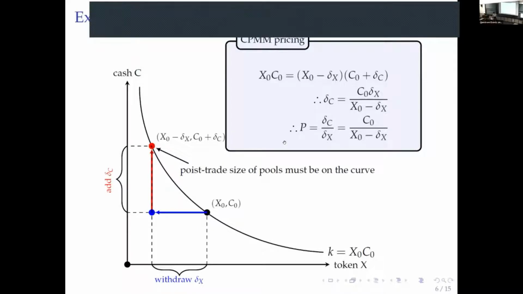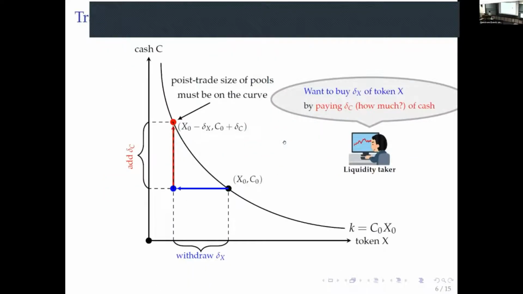Okay, and we can easily solve this equation for the amount of cash this guy must pay, and if you divide it by the amount of token this guy finds, you will get the price. So it's quite easy, right? And it's completely different from the traditional limit order system where the price is determined by bid and ask quotes, and the traders are trading with each other. But here in the automated market, traders are trading against liquidity pools, and the price will be automatically determined by this kind of very simple function.